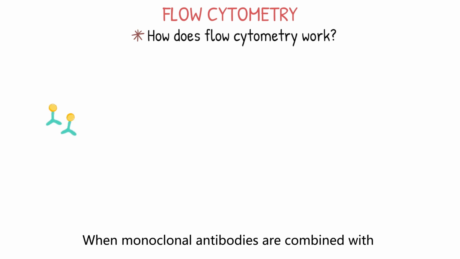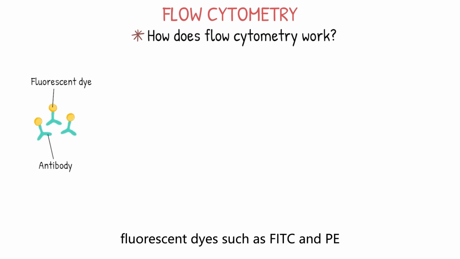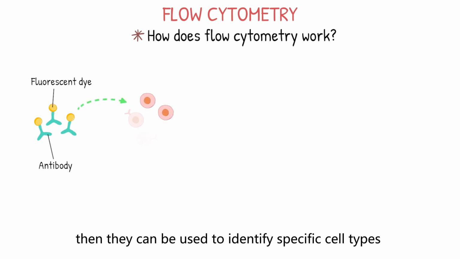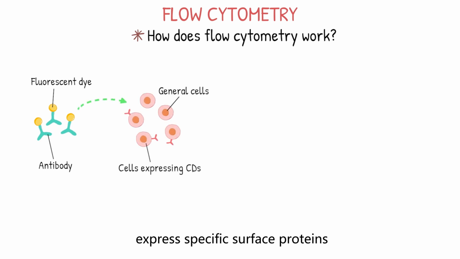When monoclonal antibodies are combined with fluorescent dyes such as FITC and PE, then they can be used to identify specific cell types that express specific surface proteins.